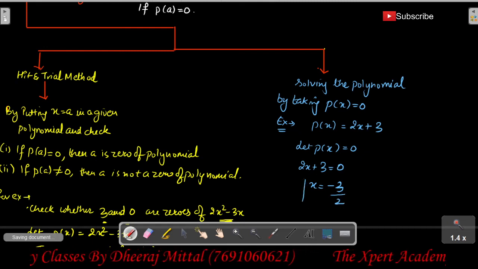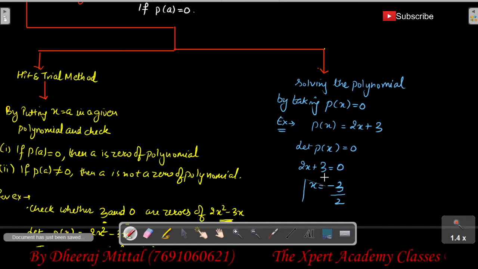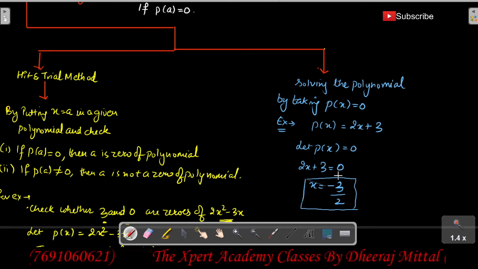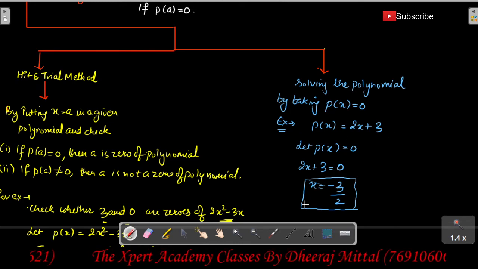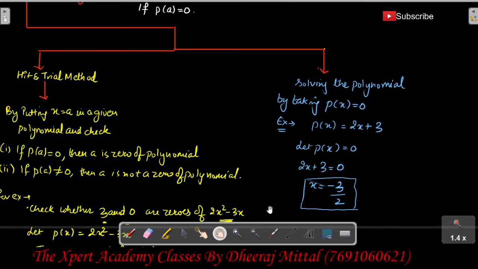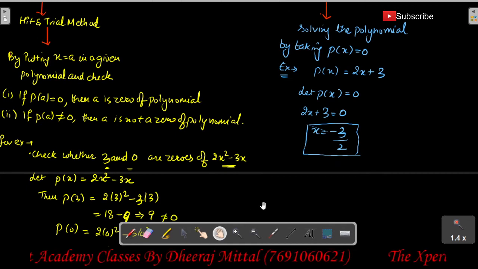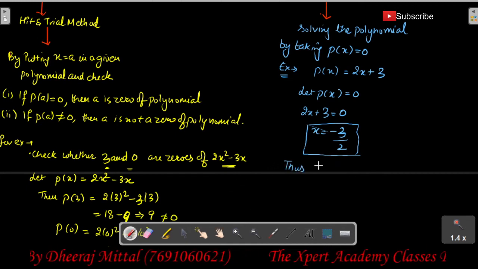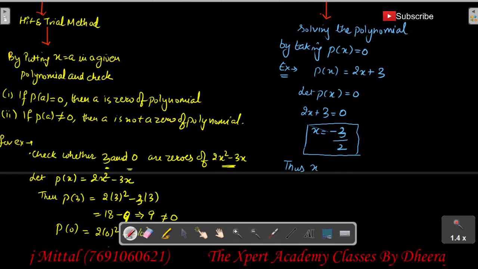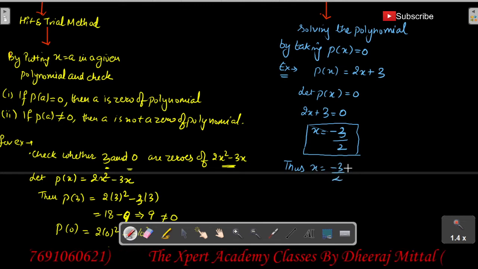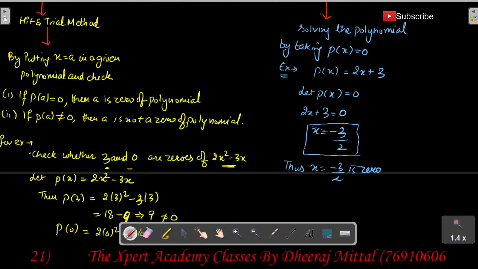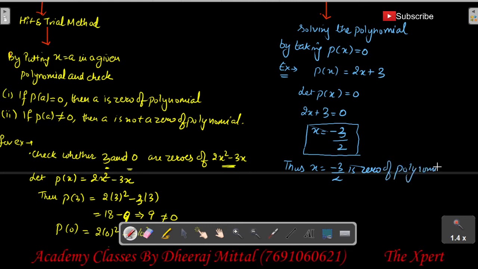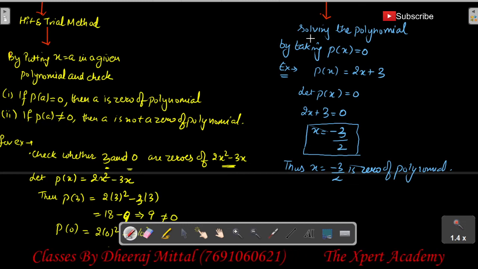So this value of x is the 0 of the given polynomial. So we can say that, thus, x is equal to minus 3 divided by 2 is 0 of the polynomial. So these are the two methods.